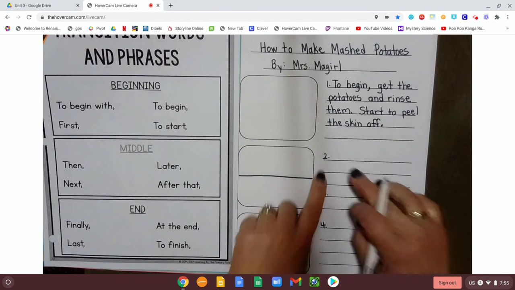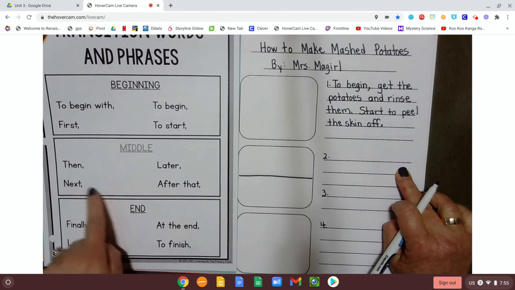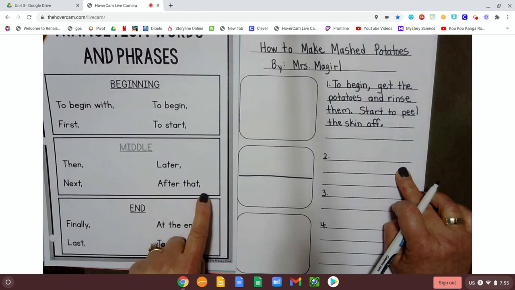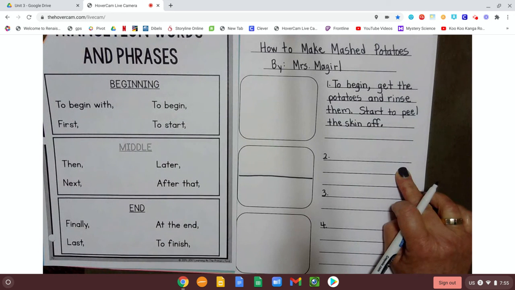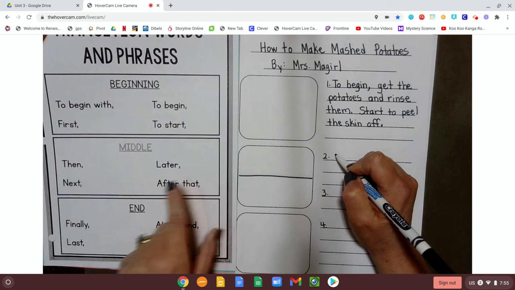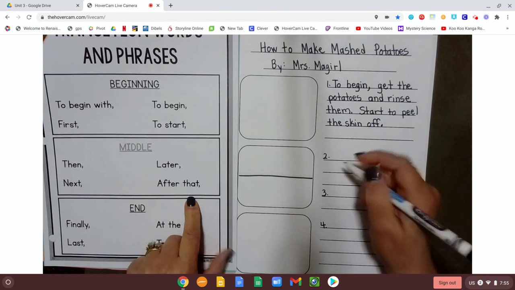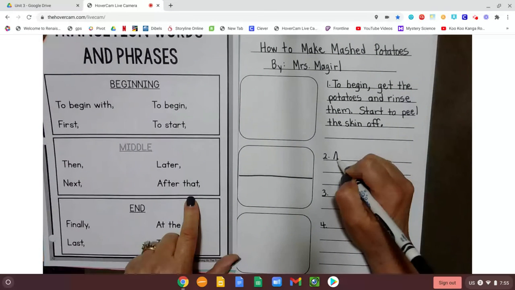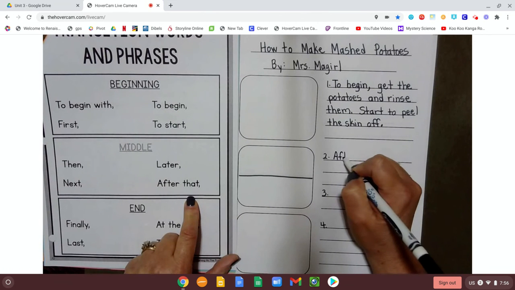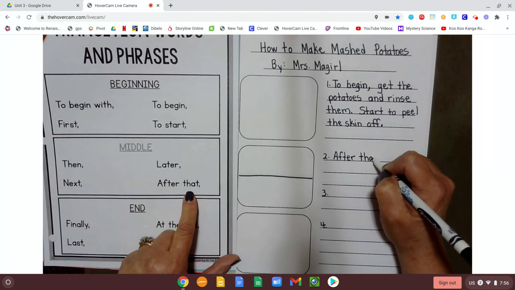Okay, so now for the next step, I need to use one of these words from the middle. Then, next, later, or after that. I might try after that because start to peel the skin off. After that, I put my comma, right?